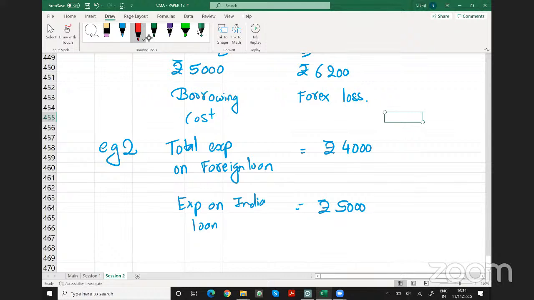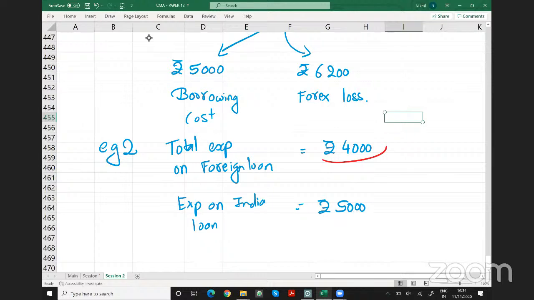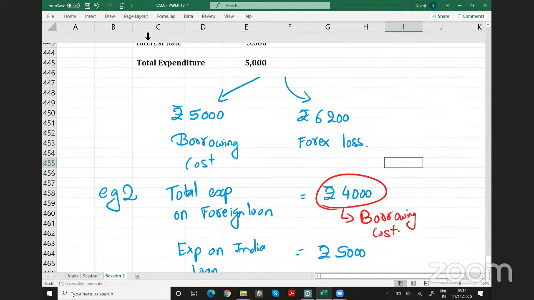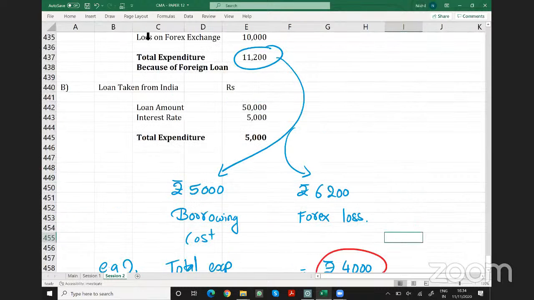So this is your imaginary number. This amount is not incurred by you. You have incurred only 4,000, so the whole 4,000 will be considered as your borrowing cost. The limit of borrowing cost is up to the amount of expenditure which you would have incurred if you had taken the loan from Indian banks. If my expenditure is above 5,000, the excess amount will be termed as foreign exchange loss. If my total borrowing cost is below 5,000, the whole amount should be considered as your borrowing cost.